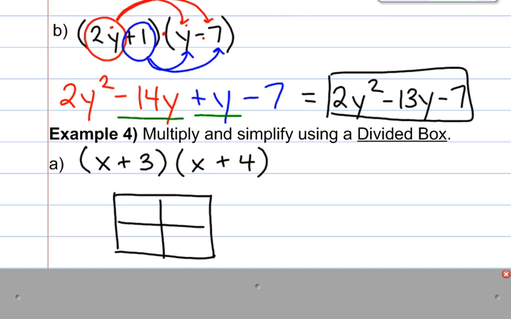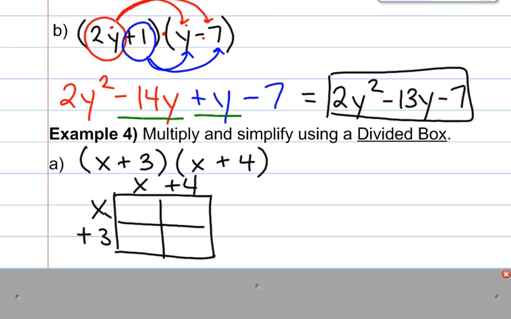So if you think of the x plus 3 as this side length, I'm going to split this up into its pieces, into its terms. So the first term is x, and the second term is plus 3. I'm going to write that on the side by splitting that into 2 different side lengths, x and then plus 3. And then across the top, I'm going to split the x and the plus 4 up.